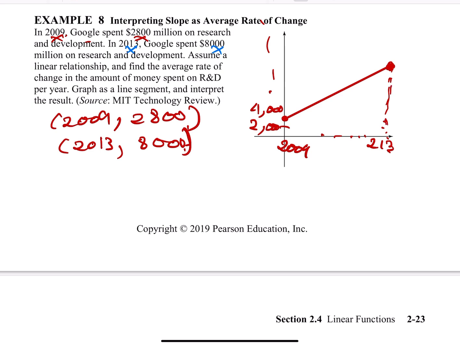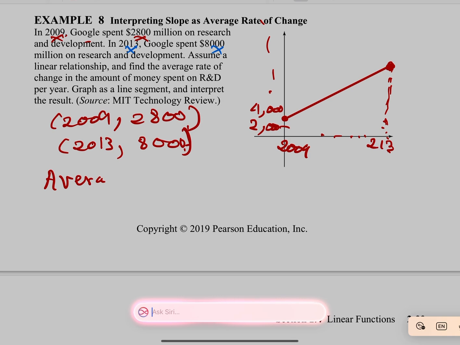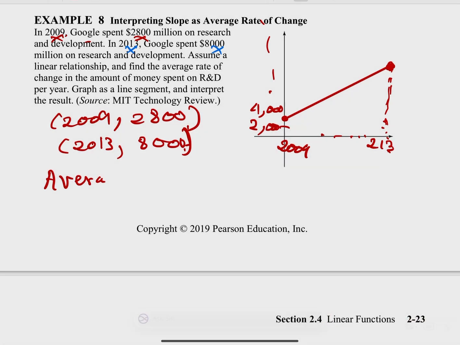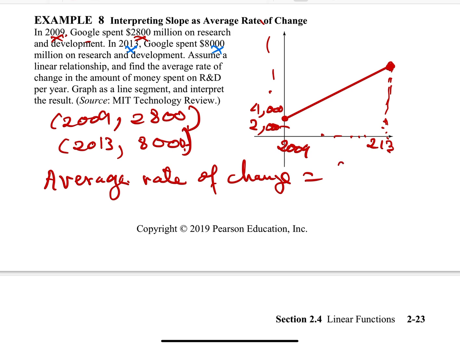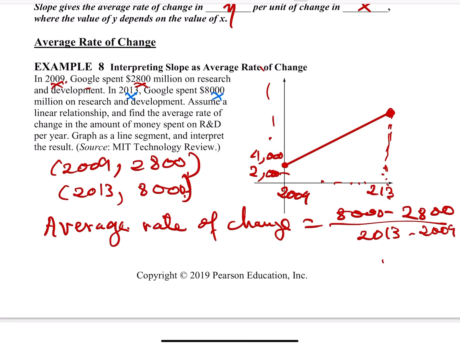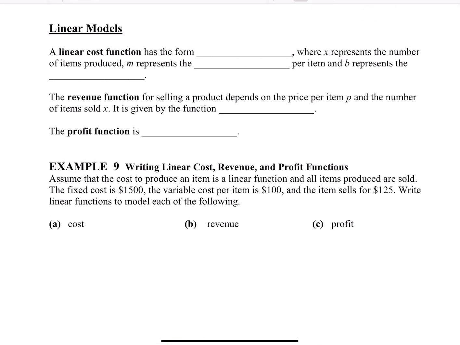Okay. Now the average rate of change is 8,000 minus 2,800 divided by 2013 minus 2009. That's it. Just find the number. Okay, it's here. Let's move to the next.